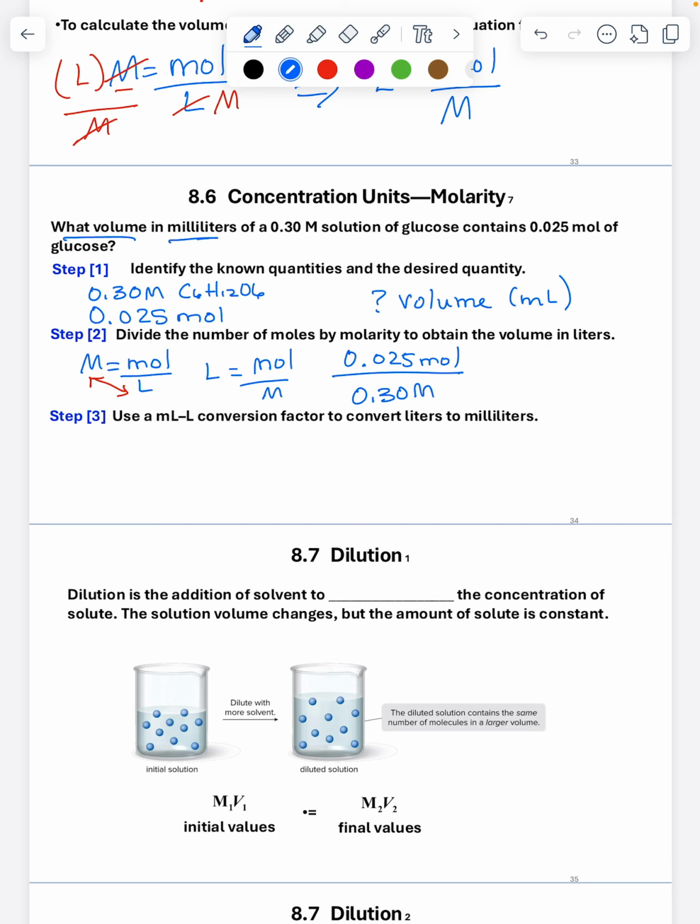And then our last step would be to convert our liters to milliliters. So don't forget that 1,000 milliliters are in 1 liter. Set it up so the units cancel and we end up with 83 milliliters of our solution.